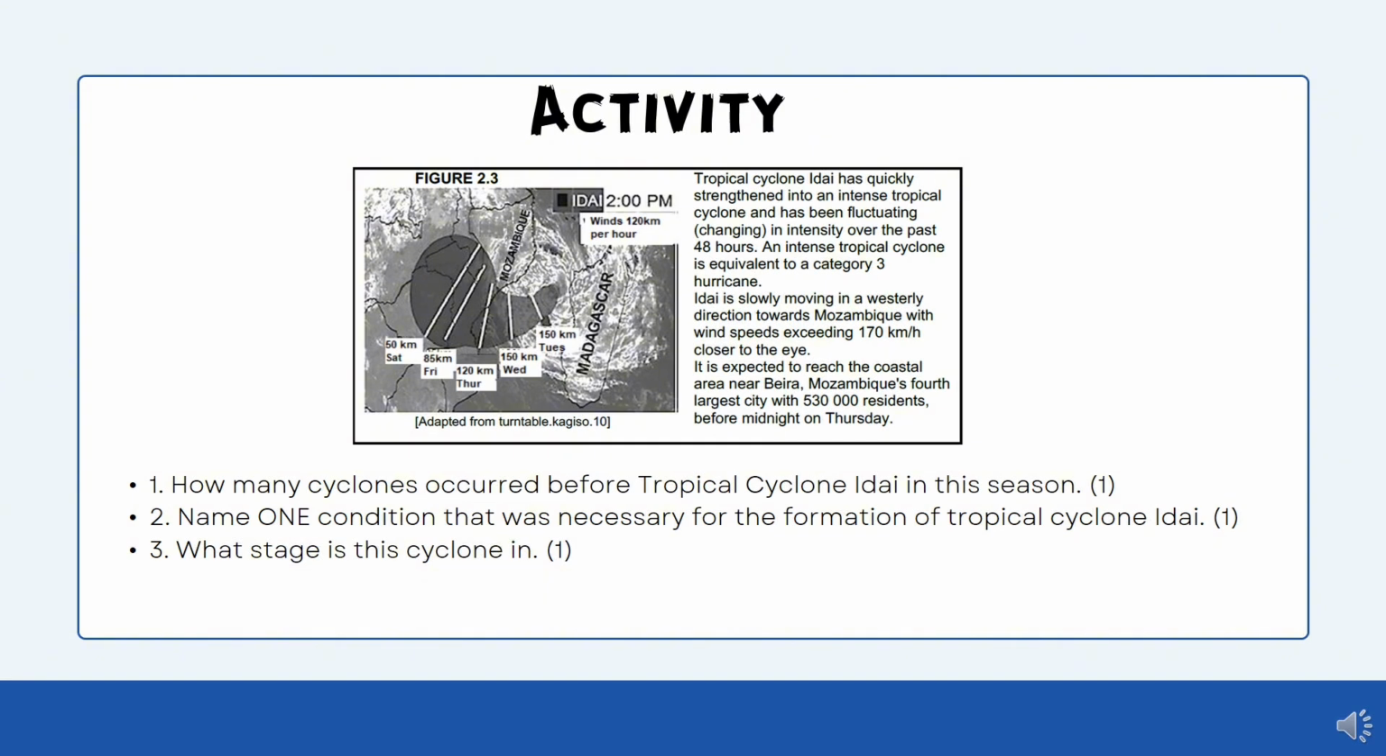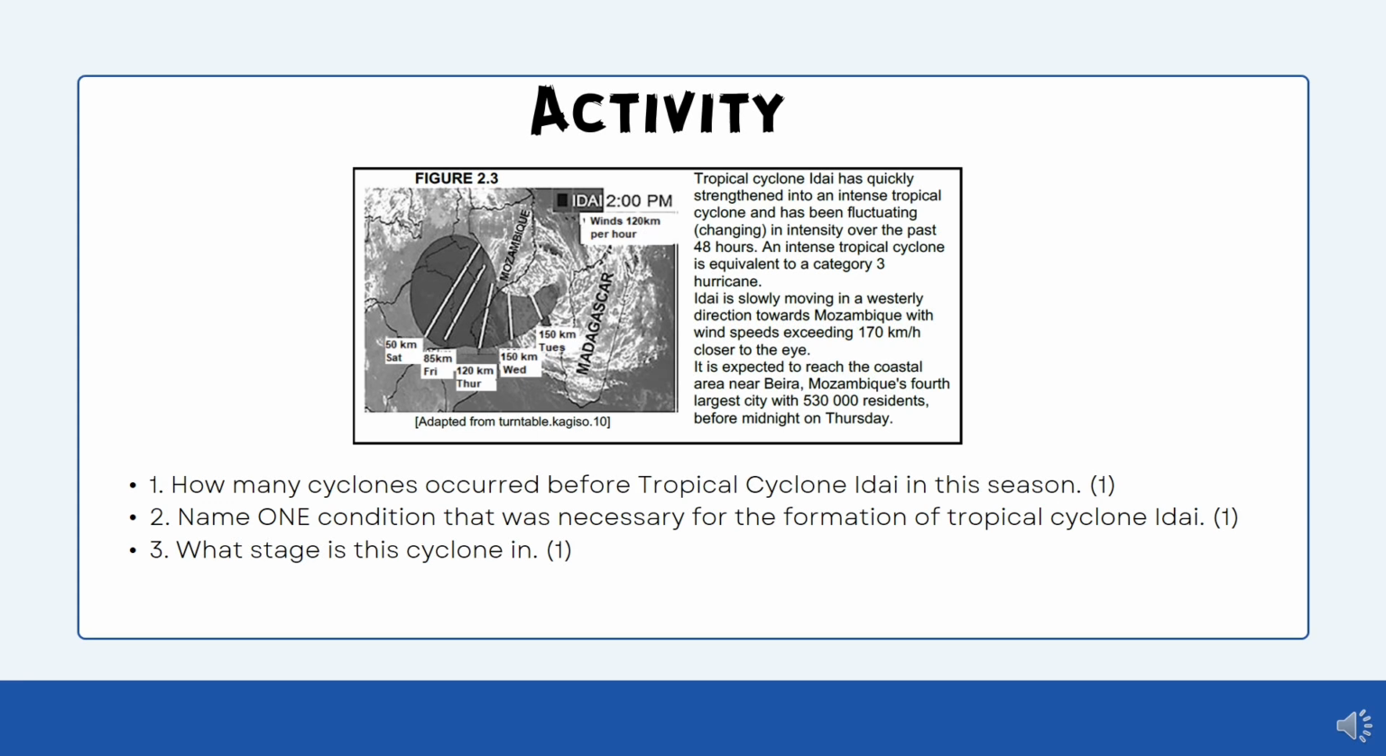Second question, name one condition that was necessary for the formation of Tropical Cyclone Idai. So there's several conditions that you could go over, but the one that I loved was an ocean water temperature that is greater than 26.5 degrees. There are several others.